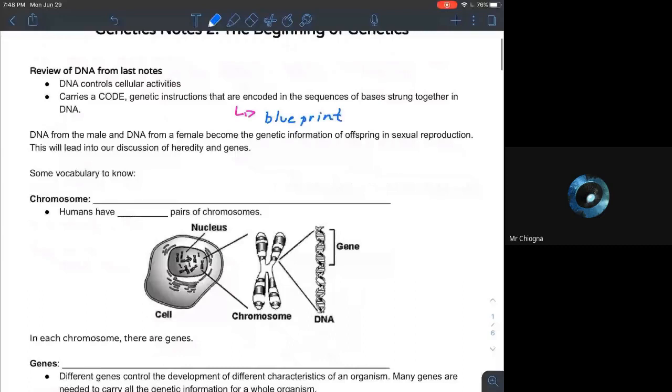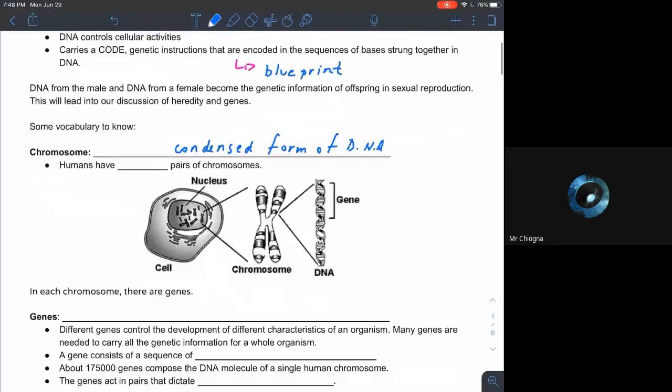Some vocabulary to know here. Chromosomes are basically just DNA, a condensed form of it. It's the DNA all wrapped up. And as you know, human beings have 46 in total, 23 pairs. So the chromosomes come in pairs in any species.